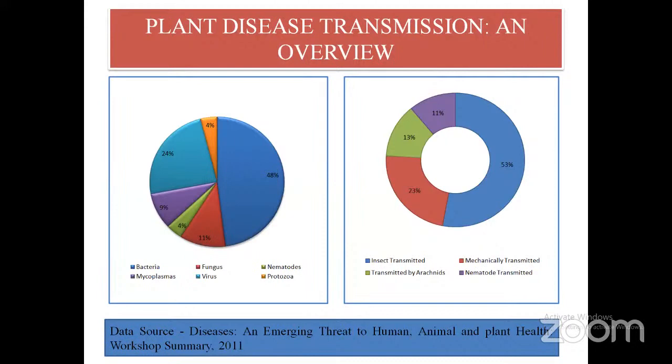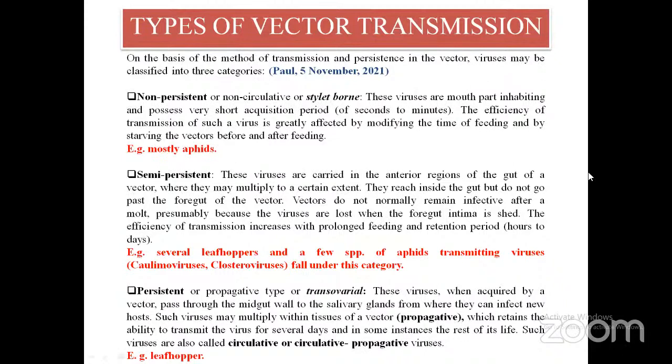Types of vector transmission. Earlier, we studied the modes, and now we are studying the types. On the basis of the method of transmission and persistence in the vectors, viruses may be classified into three categories.